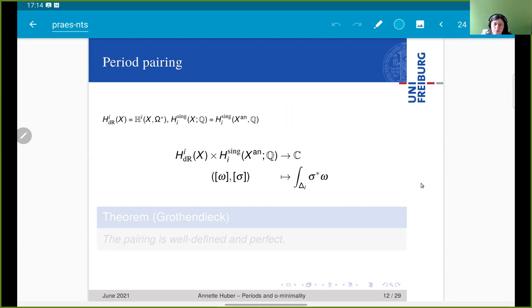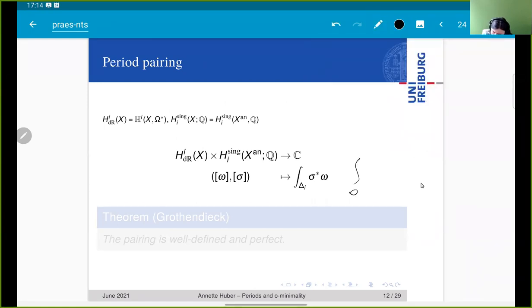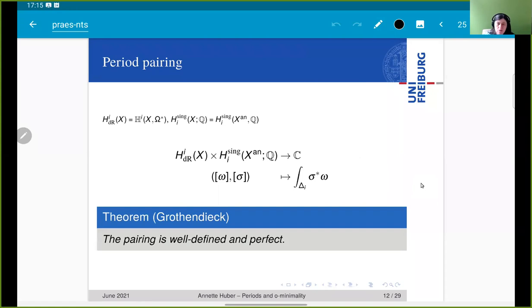If you want to do this really precisely, I think it's customary just to write integral sigma omega, integrate a differential form over a singular chain. And what this means is you pull back the differential form to the standard simplex, and then you integrate on the standard simplex. This is the pairing. And what Grothendieck showed is that this pairing is well-defined.